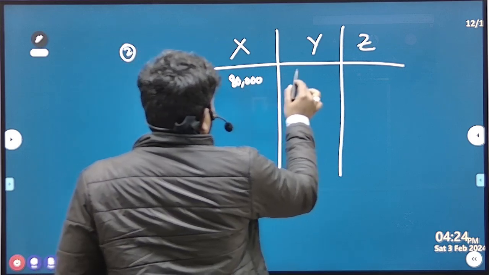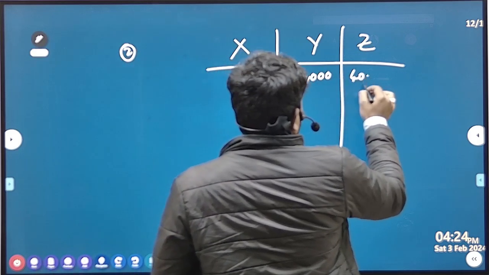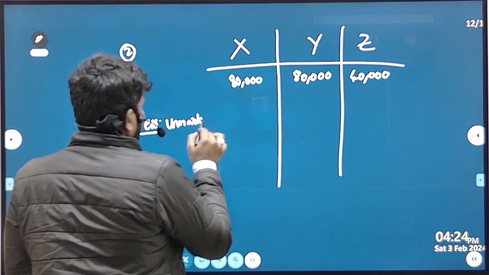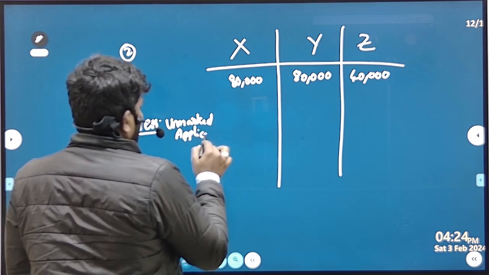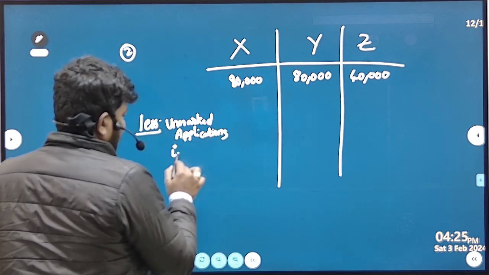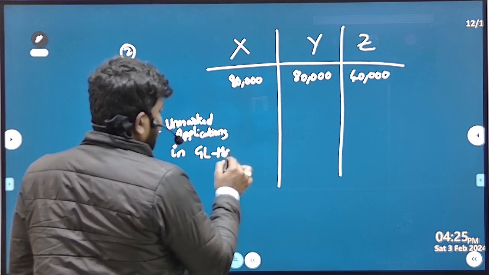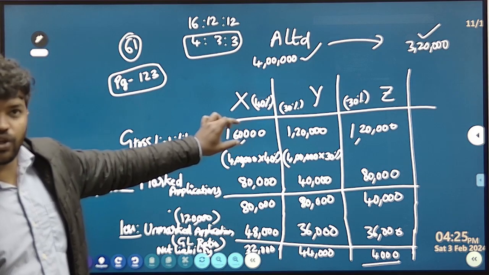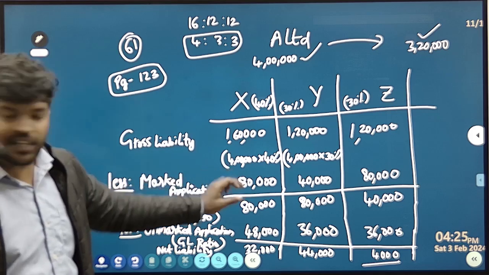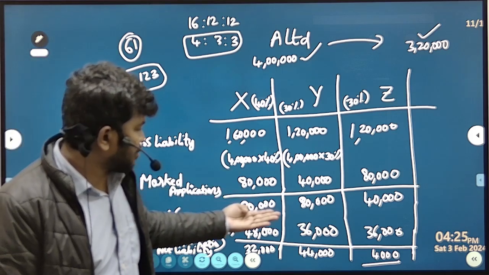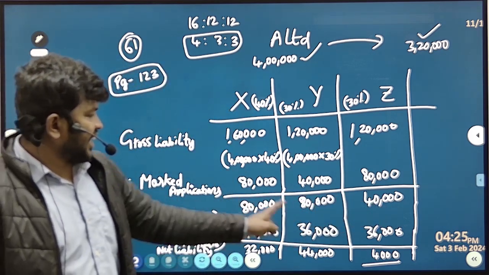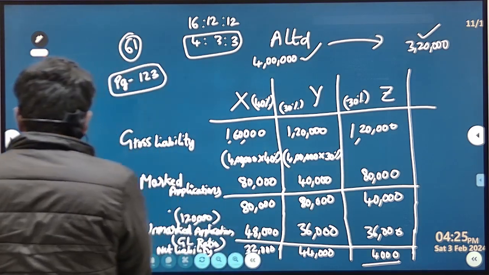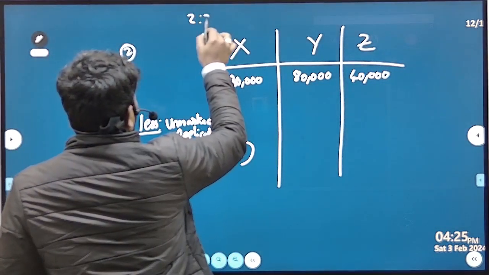80,000, 80,000, 40,000. Now here less unmarked applications. In what ratio? In gross liability minus marked applications ratio. What is this ratio? Look here, gross liability minus marked applications is this one. So you have to distribute unmarked applications in this ratio. Basically 8, 8, 4. Understood? 2 is to 2 is to 1.